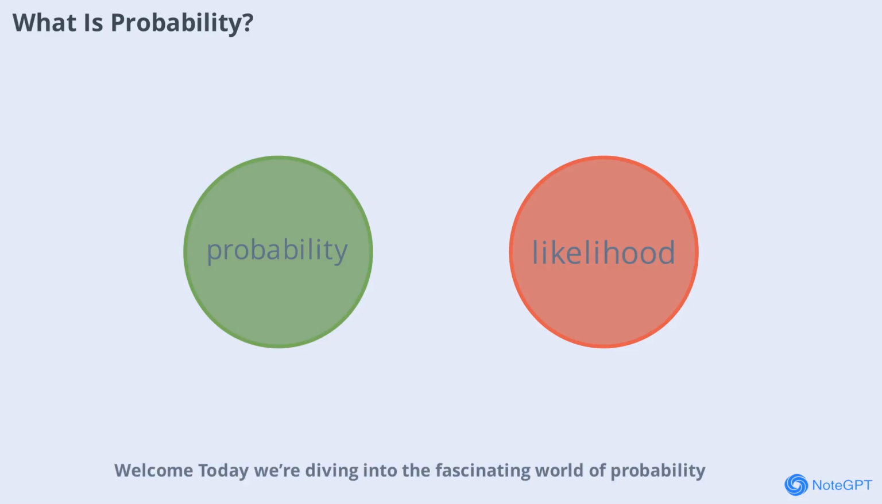Welcome. Today we're diving into the fascinating world of probability. At its core, probability is a branch of mathematics that deals with the likelihood of events happening. Whether you're flipping a coin, rolling dice, or predicting the weather, probability helps us make sense of uncertainty. It gives us a way to quantify how likely something is to occur using numbers between 0 and 1.